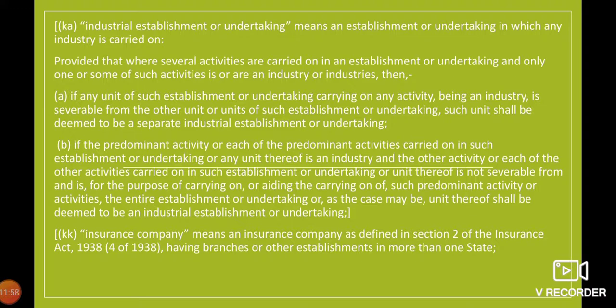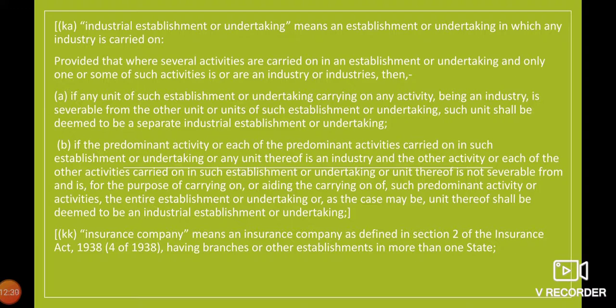As per the clause A, it is subclause A. Section 2 clause KA, subclause A. If any unit of such establishment or undertaking carrying on any activity, being an industry, is severable from the other, which can be separated from the other unit or units of such establishment or undertaking, such unit shall be deemed to be a separate industrial establishment or undertaking, right?